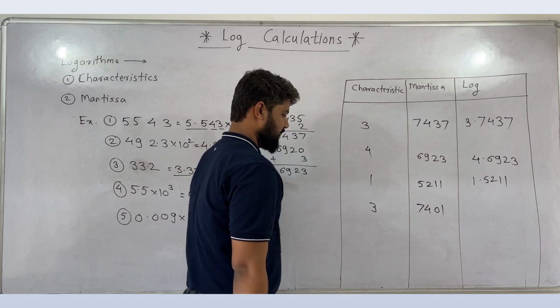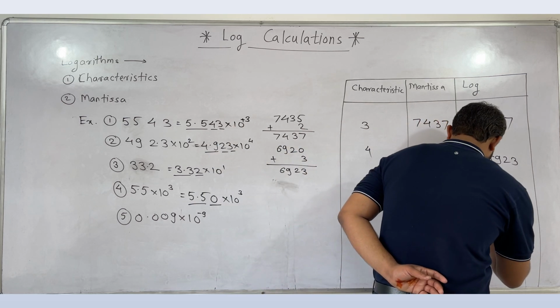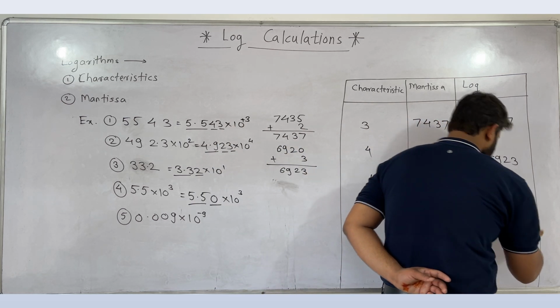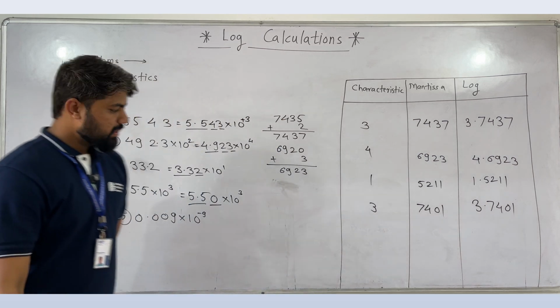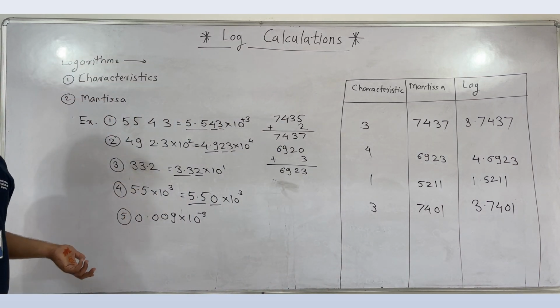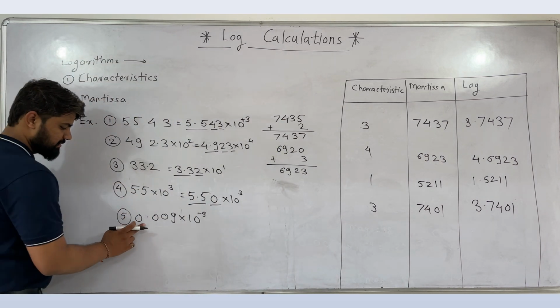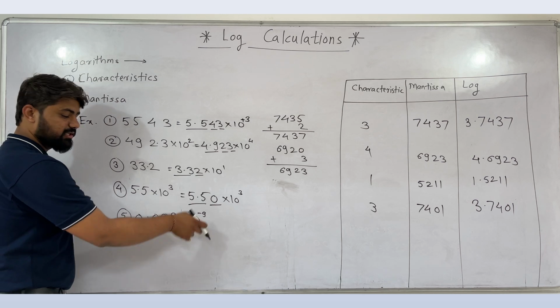7401, and the final answer will be written as 3.7401. Okay, that's how we can find the log of it. Next number is 0.009 into 10 raised to minus 9.